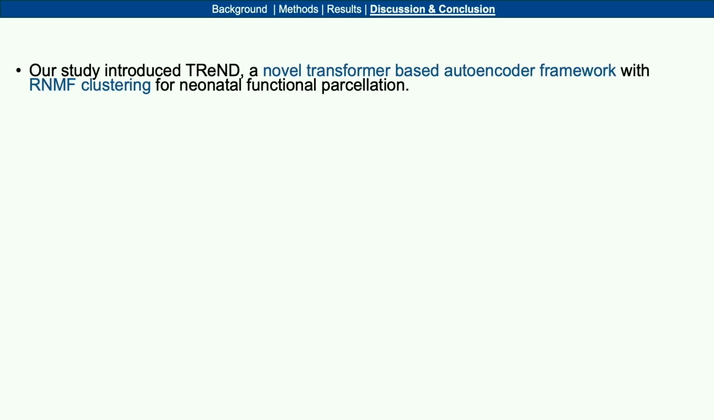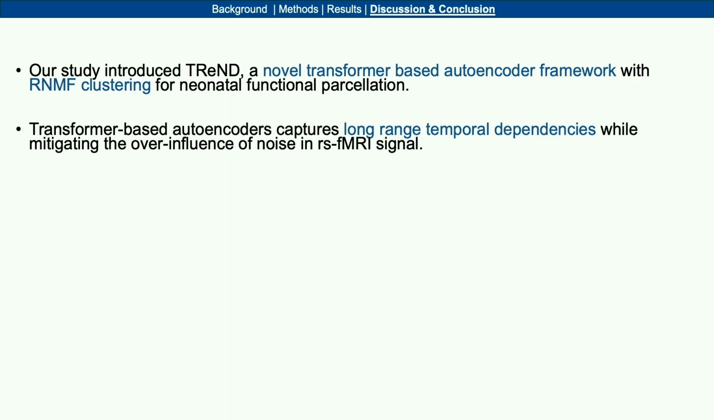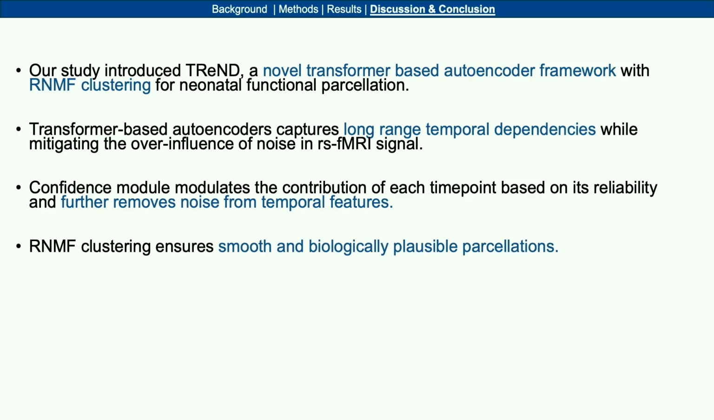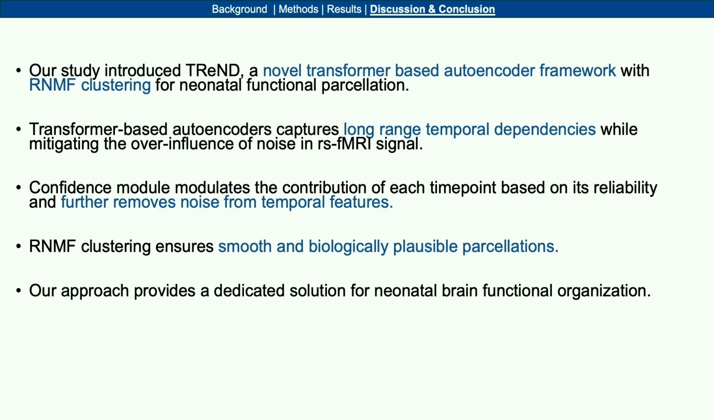In conclusion, our study introduced TReND, a novel transformer-based autoencoder framework with RNMF clustering for neonatal functional parcellation. Transformer-based autoencoders capture long-range temporal dependencies while mitigating the overinfluence of noise in resting state fMRI signal. The confidence module modulates the contribution of each time point based on its reliability and further removes noise from temporal features. RNMF clustering ensures smooth and biologically plausible parcellations. Our approach provides a dedicated solution for neonatal brain functional organization.